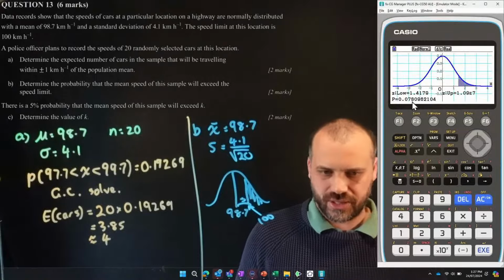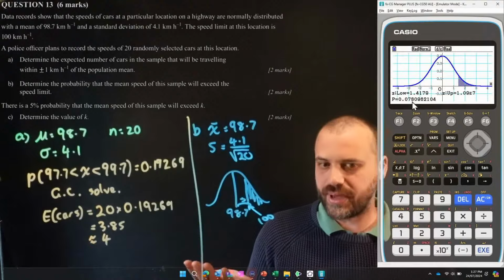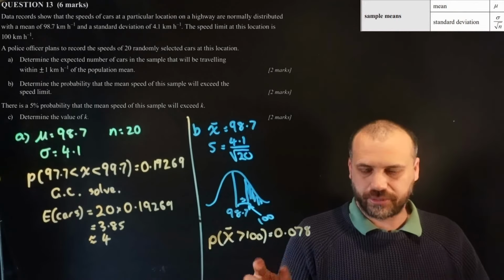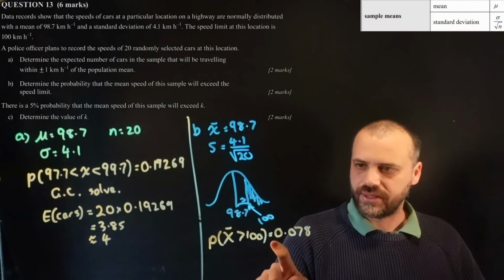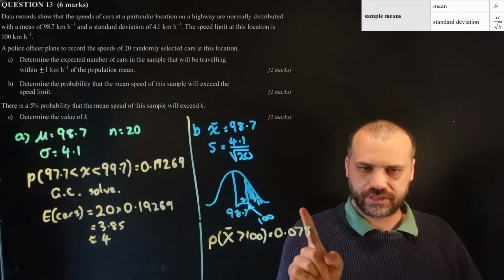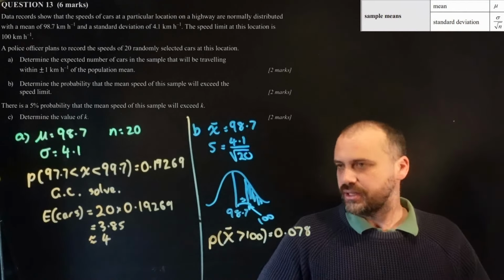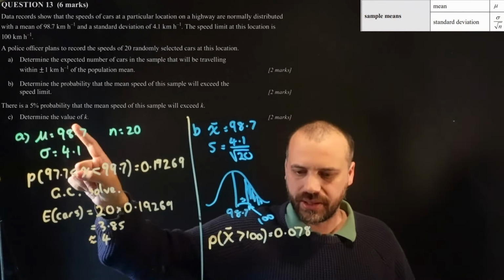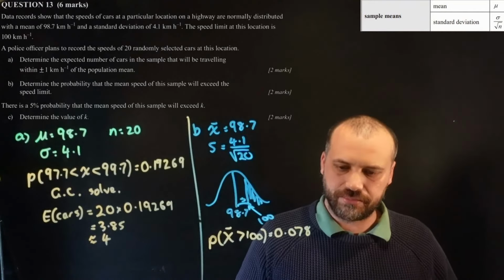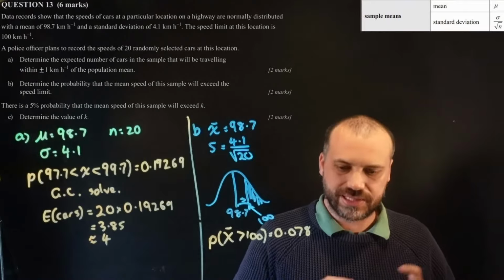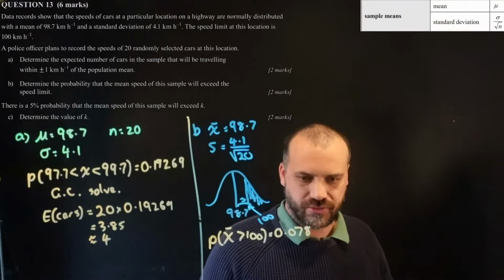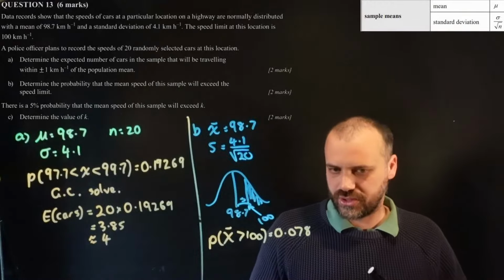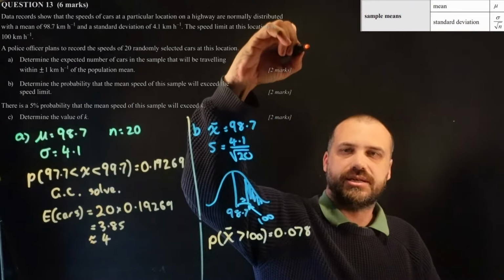Let me write that in a nice, neat little mathematical notation. The probability that the random variable, that is the sample mean, will be greater than 100 is equal to 0.078. Done. That's part B. Now there is one more part here, part C. There is a 5% probability that the mean speed of this sample will exceed K. Determine the value of K. So this is an inverse normal style question. So let's do part C here.